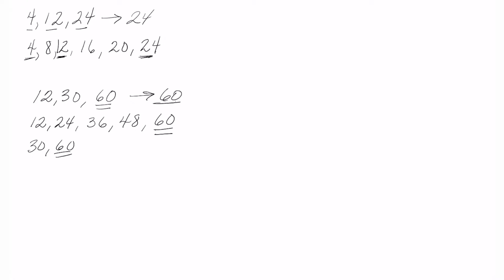So let's do another one. We're going to try 2, 7, and 21. To find the smallest value that 2, 7, and 21 will go into, we might want to factor each one of these values. When we factor, 2 is just 2 times 1, 7 is just 7 times 1, and 21 is 3 times 7.